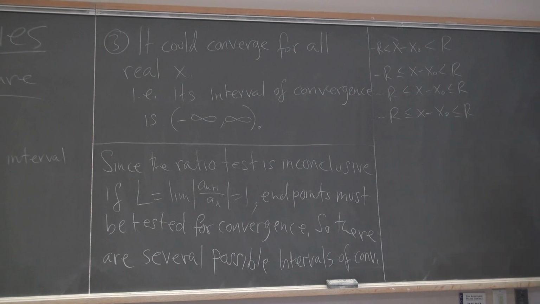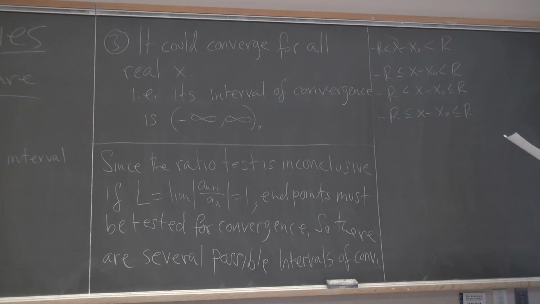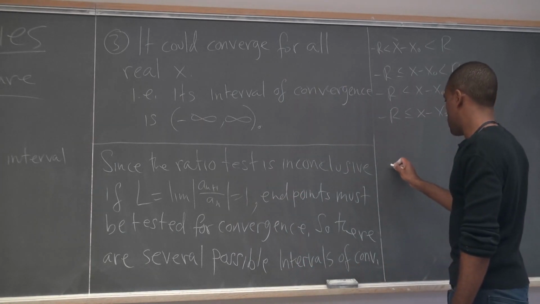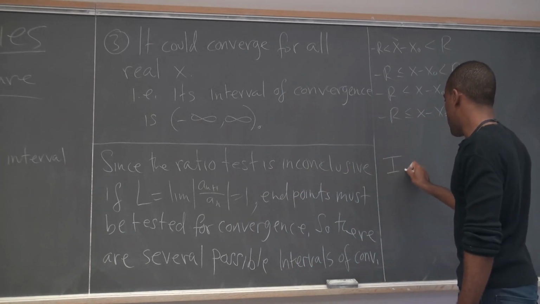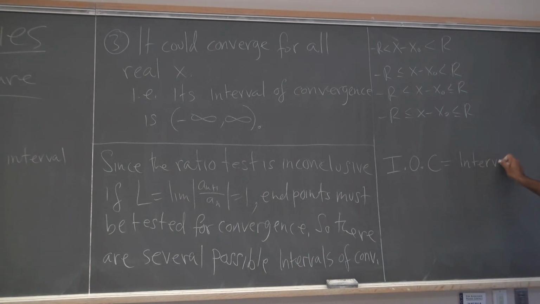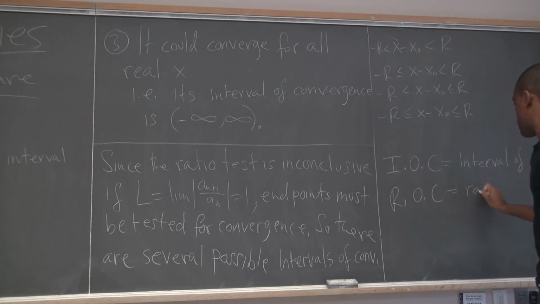There are 4 possibilities here. So it can not work at either endpoint. It can work at the lower one, but not the upper one, or work at the upper one, but not the lower one, or it can work in both. It's something you'd have to check. You'd have to check each endpoint, which I guess we'll get to later. You'll see me write this when I get lazy: IOC, interval of convergence. ROC, radius of convergence.